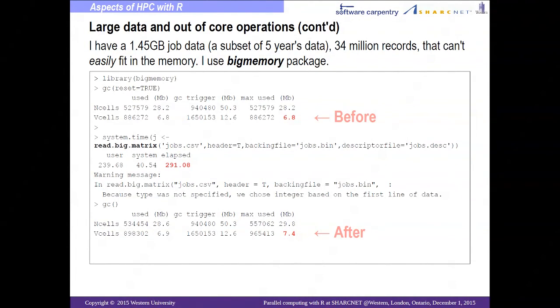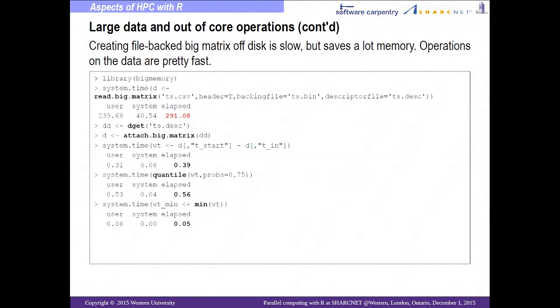We use the package bigmemory. If we use bigmemory and compare the memory usage before and after we loaded the data, it only takes 7.4 megabytes as opposed to 700 megabytes. But loading the data does take a bit of time. Remember, because we're loading a huge amount of data, we have to make some trade-off here. Loading the data takes much time, but after we load the data in, we perform the out-of-core operations, and these operations are actually quite fast.